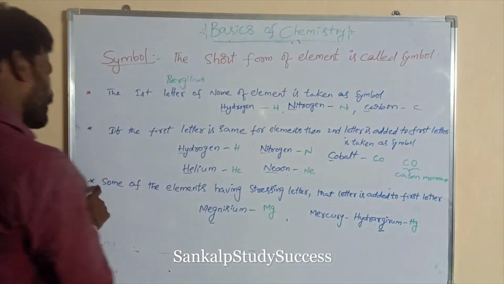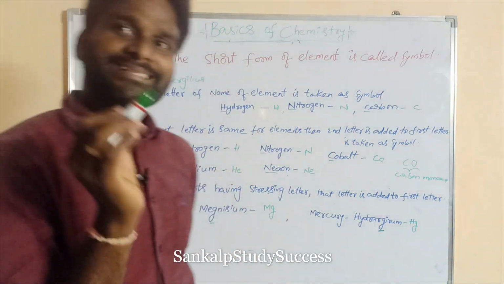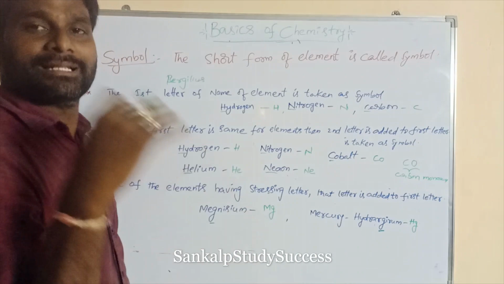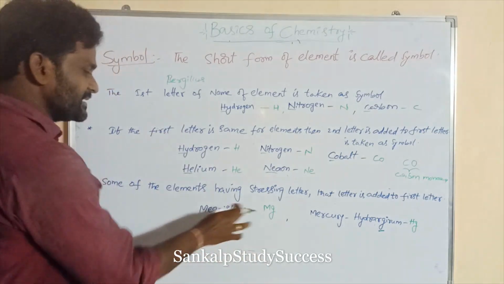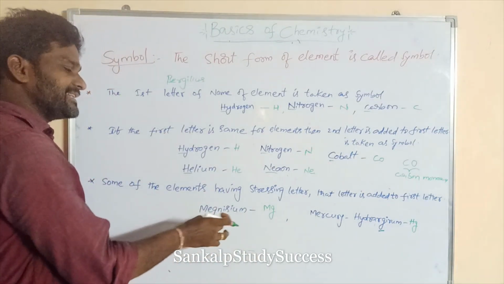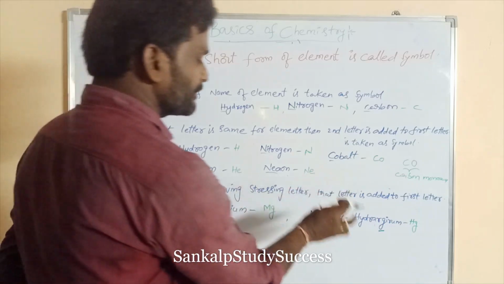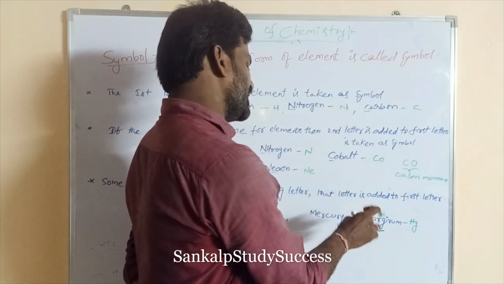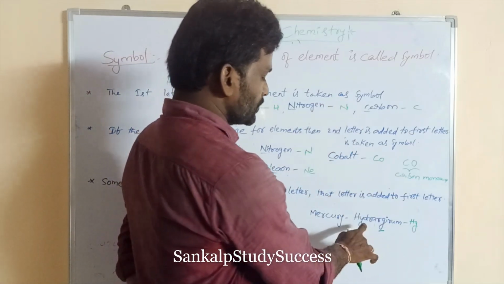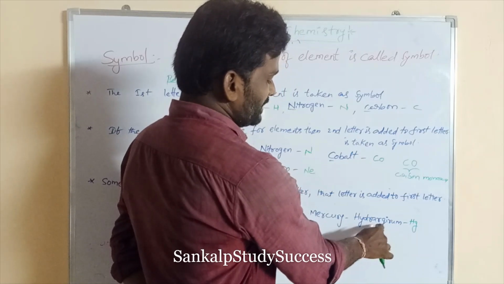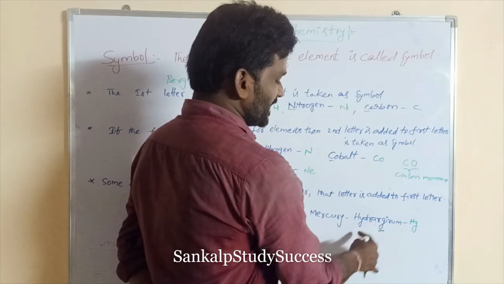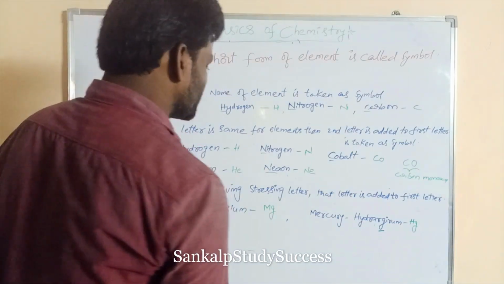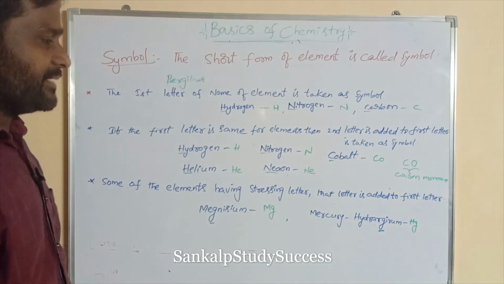So what is the third point? Some of the elements have a stressing letter. That stressing letter is added to the first letter, and that is taken as the symbol for that element. So magnesium: what is the stressing letter? G. That is added to the first letter. Similarly, mercury is an element. Its Latin name we'll discuss later. So hydrargyrum: what is the stressing letter? G. That is added to the first letter, Hg. Okay, right. Next, we will discuss Latin names.